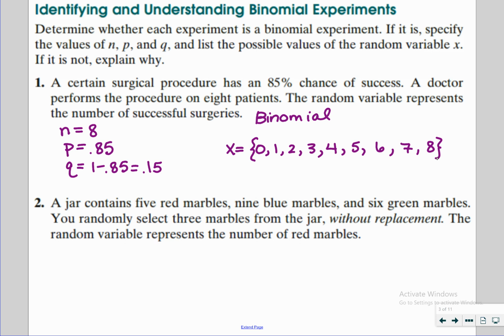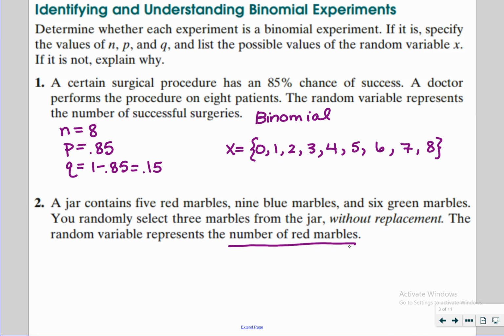One below it, a jar contains 5 red marbles, 9 blue marbles, 6 green marbles. You randomly select 3 marbles from the jar without replacement. The random variable represents the number of red marbles. Okay, so is this a success, failure, 2 outcome situation? Yes, if my random variable represents the number of red marbles. When I draw a marble out, it's either red or it's not red. Okay, success or failure. So even though there's other colors in there, I still have 2 outcomes.